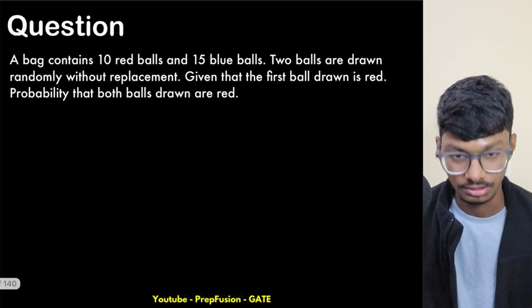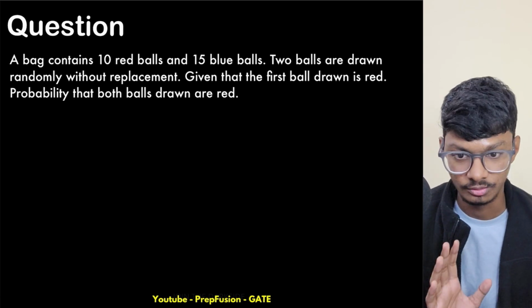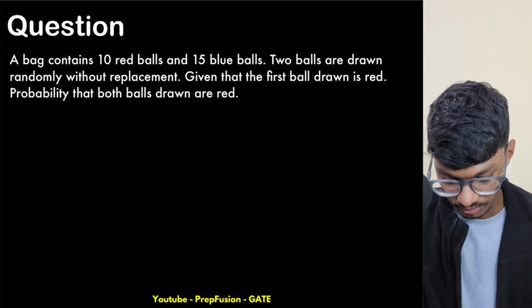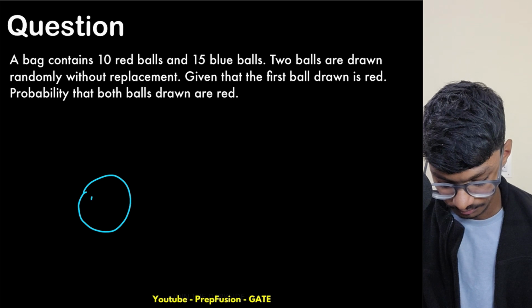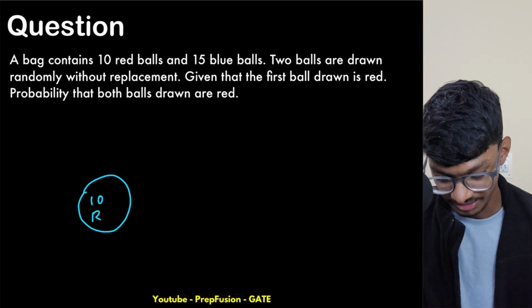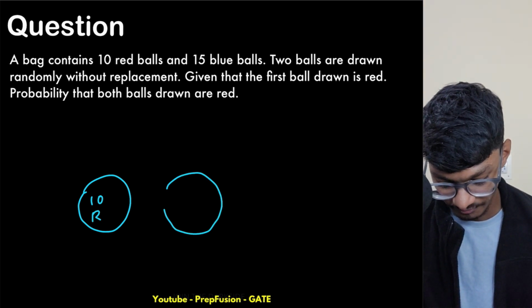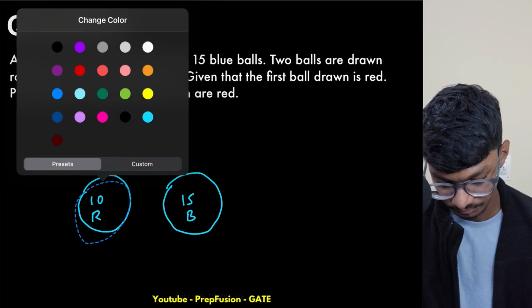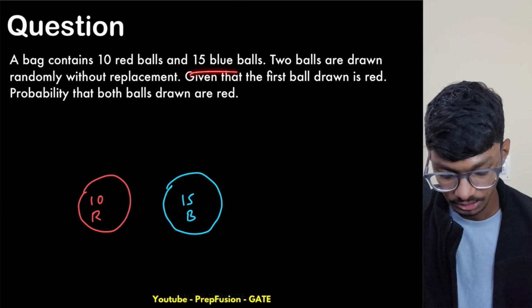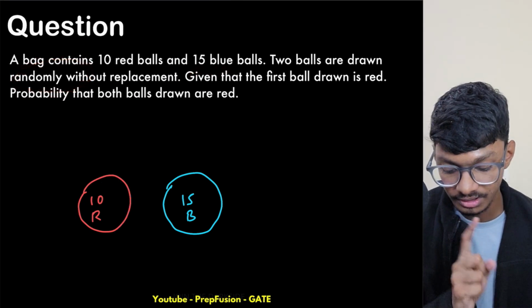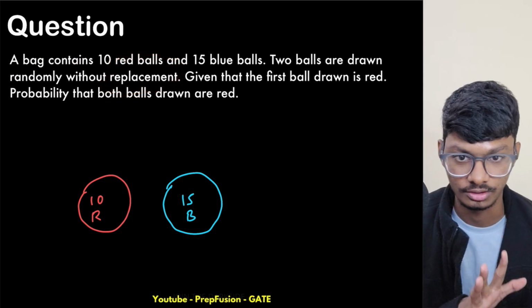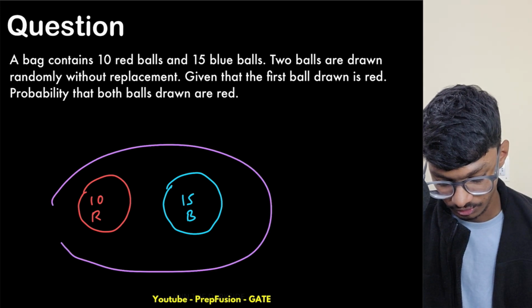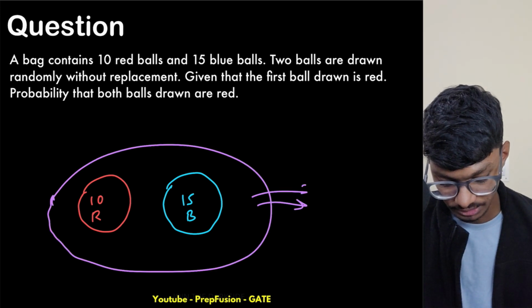So the first question was easy only because it is a probability question. It says that a bag contains 10 red balls, so we have 10 red balls, and we have 15 blue balls. I will just color this in red. Next, two balls are drawn randomly without replacement. So we have the overall bag, and without replacement two balls are drawn out of this.